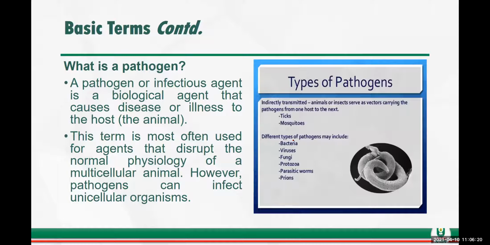Number three today we want to look at is pathogen. What is a pathogen? A pathogen, or an infectious agent, is a biological agent that causes disease or illness in our animal. Most often, this term is used to describe agents that disrupt the normal physiology of multicellular animals. However, unicellular animals can also be affected by pathogens.